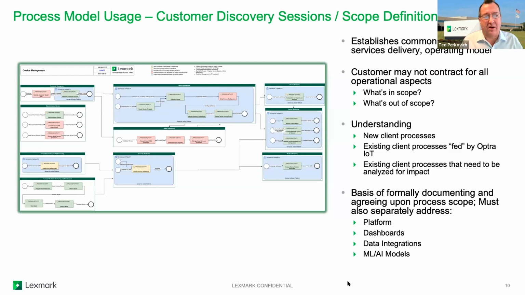The other thing is that a customer may not contract and want to implement all business processes associated with operating this platform. They may only be doing a certain piece of it. So down here in the lower left-hand corner, they may not be biting off and doing things with ML models initially, and doing predictive maintenance. So we're able to quickly scope and tag these processes as either being included in scope or not being included in scope, and use this as a communication vehicle directly with the customer so that we're speaking the same language there.